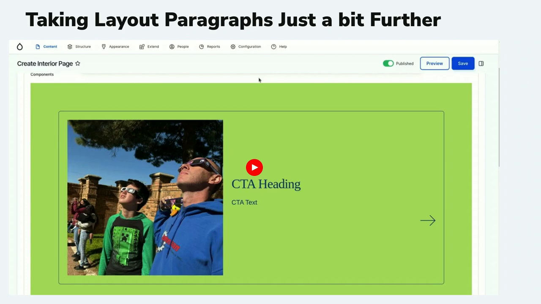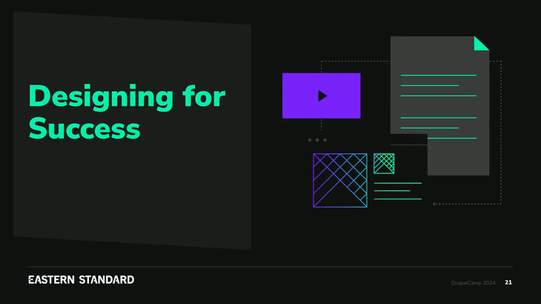So our answer to the question is to use layout paragraphs and to attach your front-end theme CSS as libraries to the back-end so that the content editors can see it as it's coming through. Now, there's some questions, though, about how do you actually get there, right? Because we're still doing a lot of definition of what's available in that back-end.